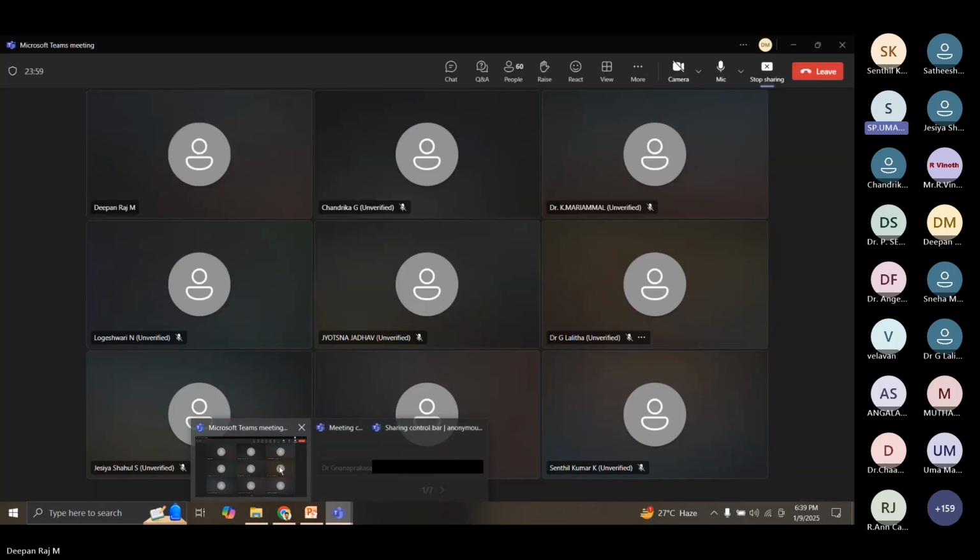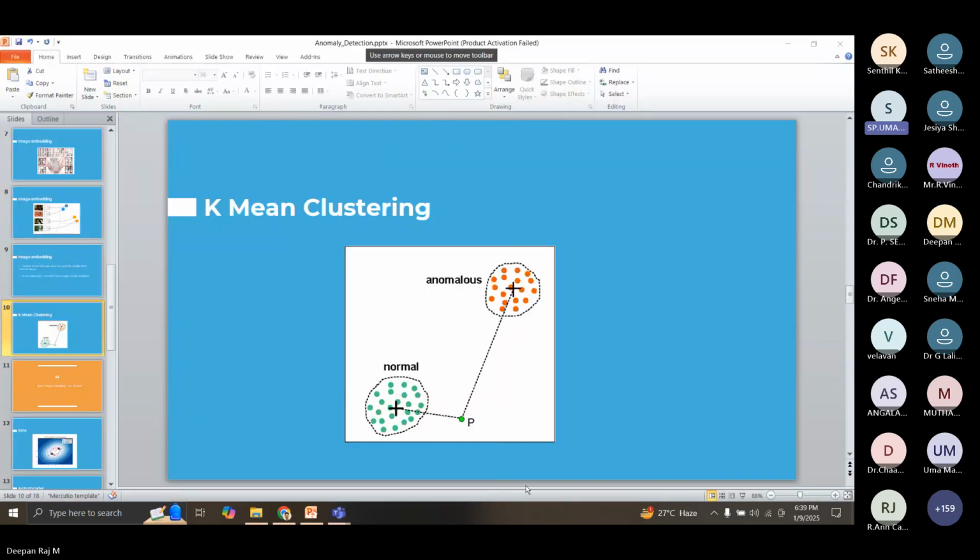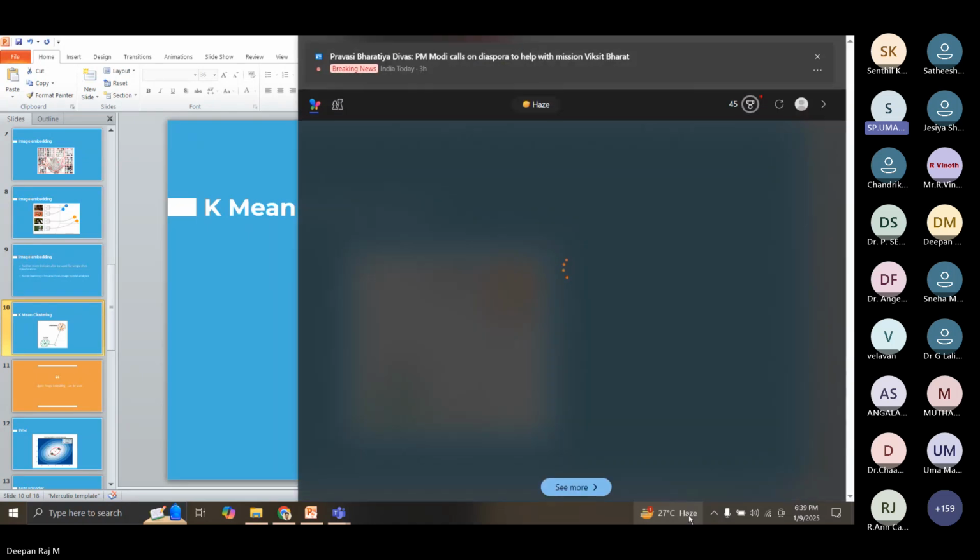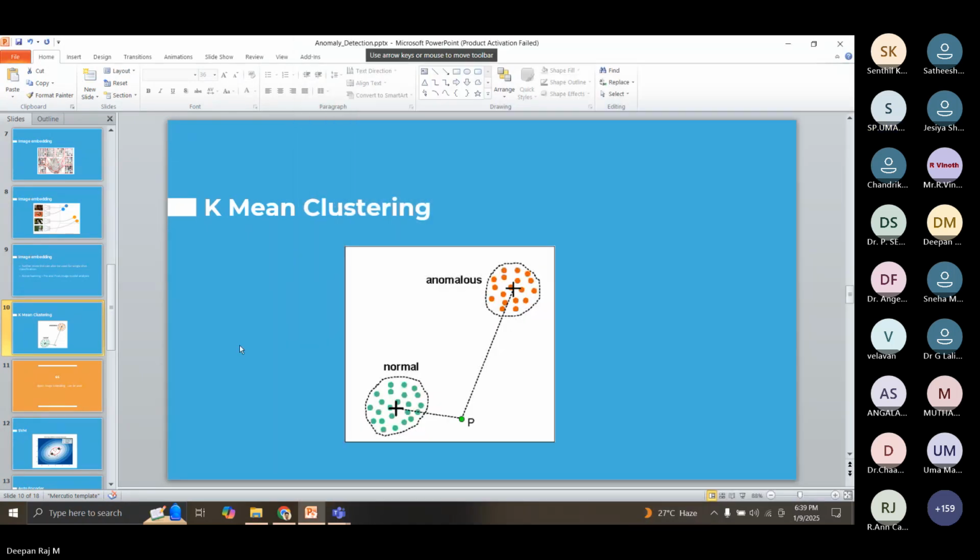Here, will the anomaly data set be the same as that of the normal one, or will it be a different one, sir? We are clustering it into normal and anomaly. Will the number of data in each set be nearly the same?